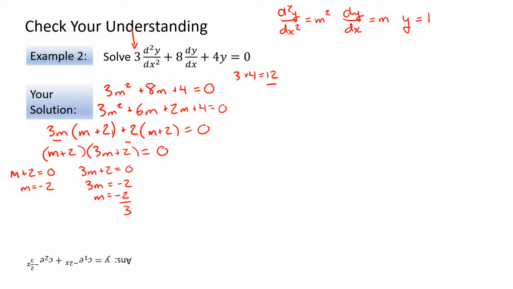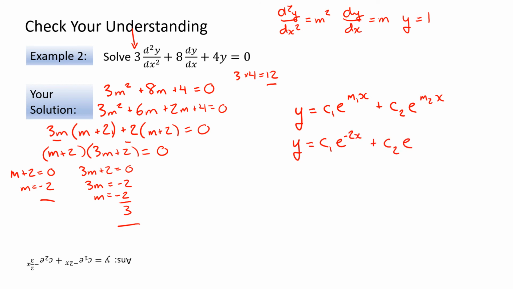Okay? So substituting in, remember we have our basic form, because we have two distinct roots, negative 2/3 and negative 2. So we have y is equal to c1 times e to the first root times x, plus c2 times e to the second root times x. So substituting in our values, we get y equals c1 e, the first root, which is negative 2 times x, plus c2 times our second root, e to the negative 2/3 times x.